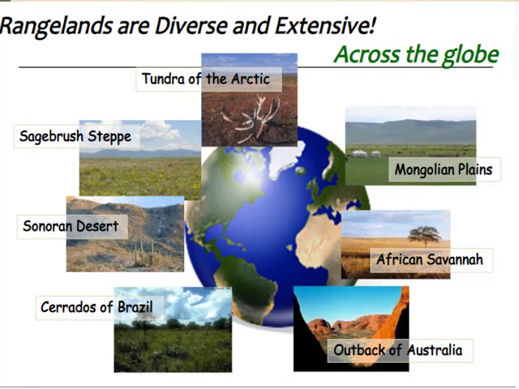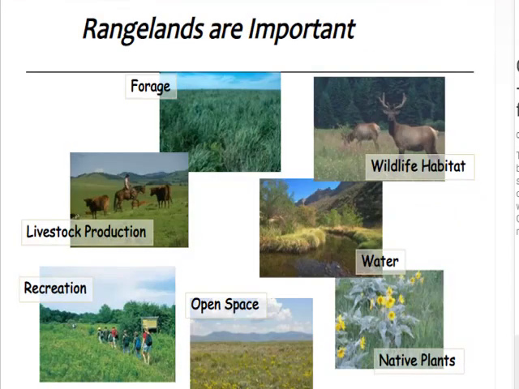And they're extensive across the globe. So you've got the tundra of the Arctic, you've got the sagebrush steppe, which defines so much of the American West, you've got the Sonoran desert in the southwestern part of America, you've got the cerrados of Brazil, the outback of Australia, African savanna, and the Mongolian plains. Rangelands are extensive and they're extremely diverse. The alpine tundra we should include, as well as the tundra of the northern latitudes.